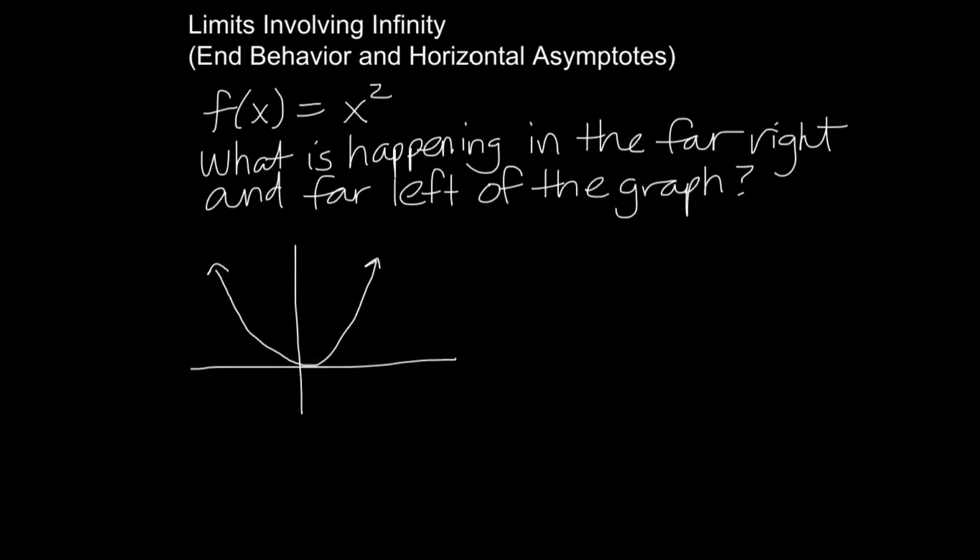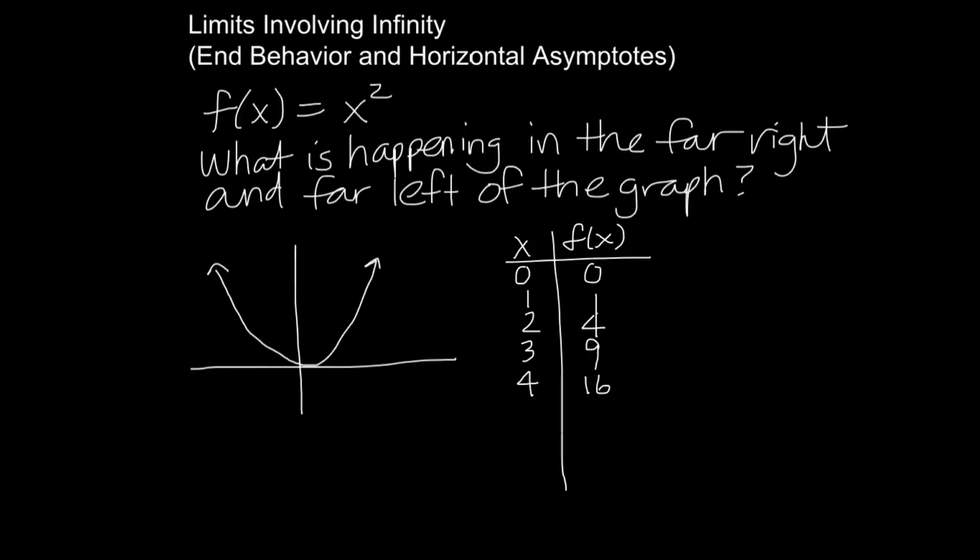Now you can see that the far right of the graph involves the parabola going higher and higher and higher. This is confirmed if we make a table, with an x column and an f of x column. If x is 0, f of x is 0. If x is 1, f of 1 is 1. If x is 2, f of x is 4. If x is 3, we have an output of 9. An input of 4 gives us an output of 16. An input of 5 gives us an output of 25.